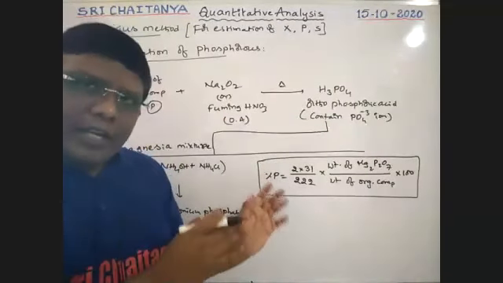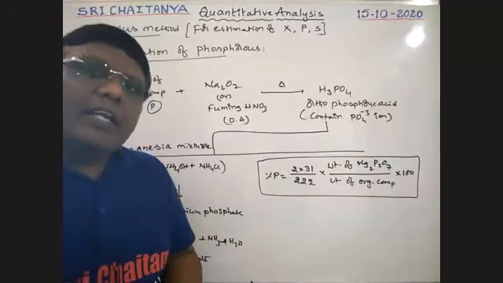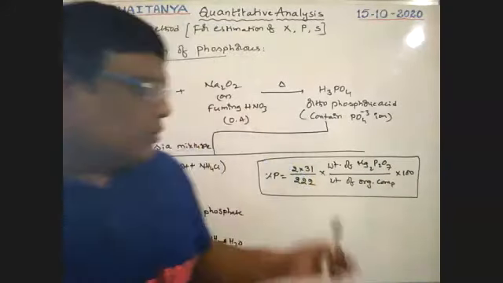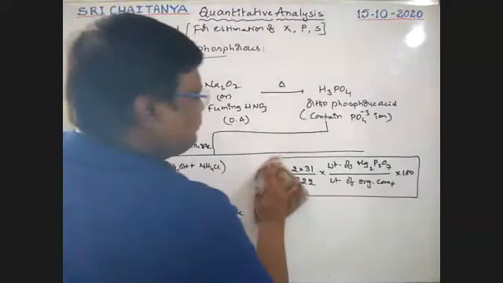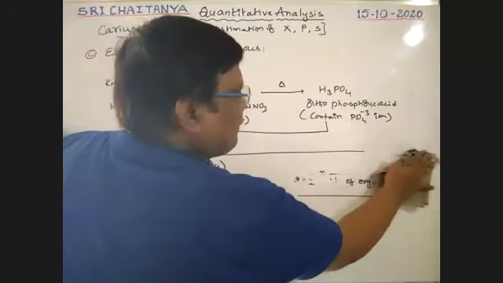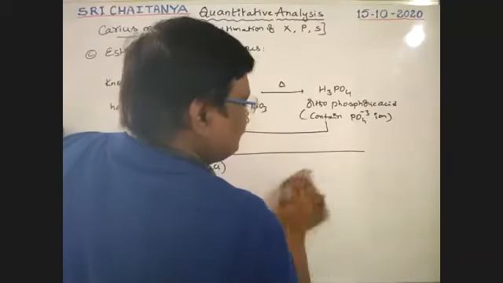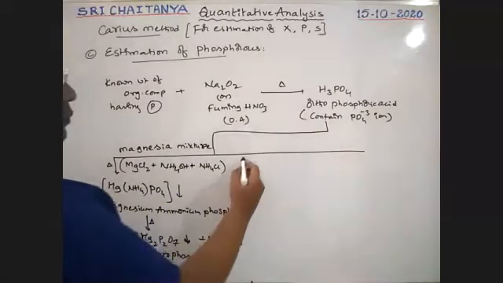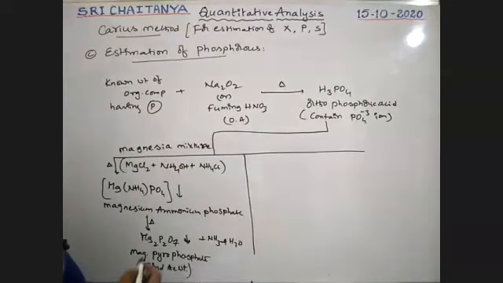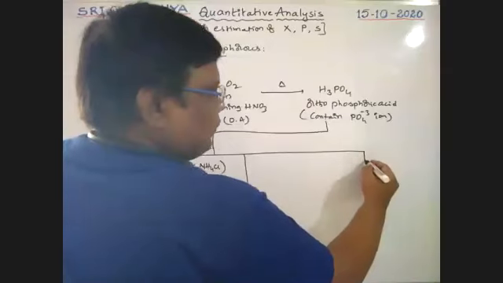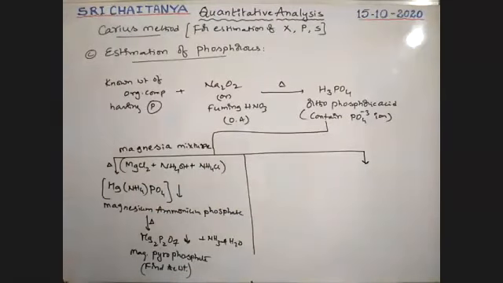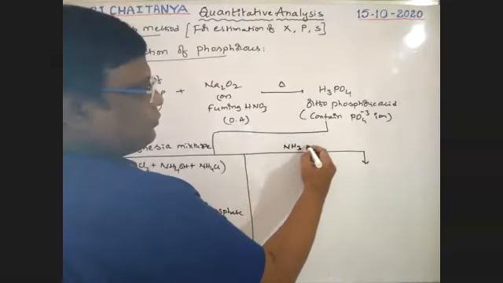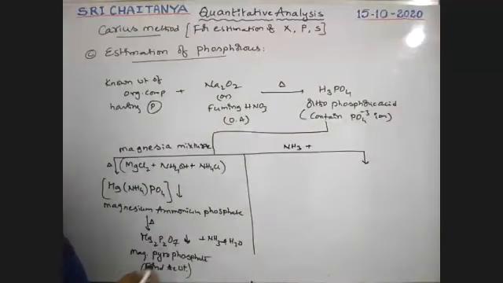It is one way. There is also another way, that is the ammonium molybdate test, which we already conducted in our detection first. So that ammonium phosphomolybdate test is used. Alternatively, now the second method: to this, ammonia NH3 plus ammonium molybdate is used.